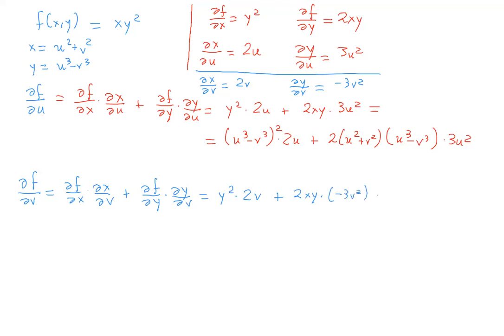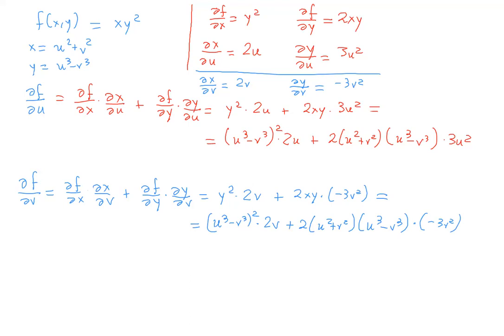And this is going to be y squared times 2v plus 2xy times negative 3v squared. Again, we shouldn't leave it like that. We should try to express it using just plainly u and v. And this will give us (u cubed minus v cubed) all squared times 2v plus 2 times (u squared plus v squared) times (u cubed minus v cubed) times negative 3v squared. And now we have the partial derivatives of f with respect to u and with respect to v.